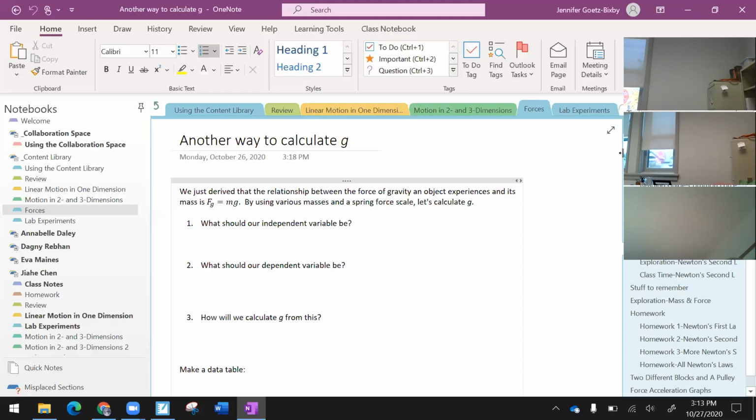Okay, so once again, I'm going to wash my hands. So make a data table, and then Tia, transfer your data table to make a page in the collaboration section. There may already be a page there.